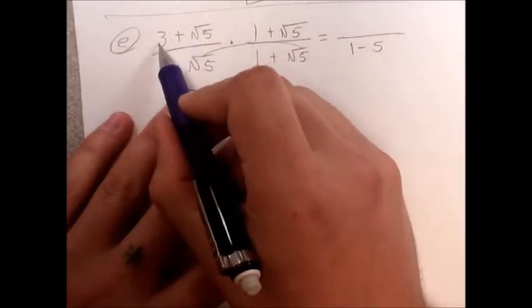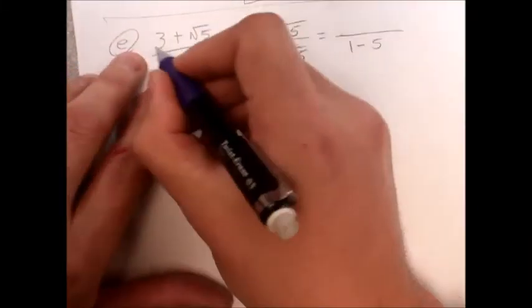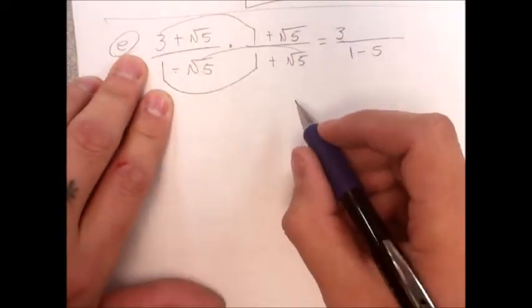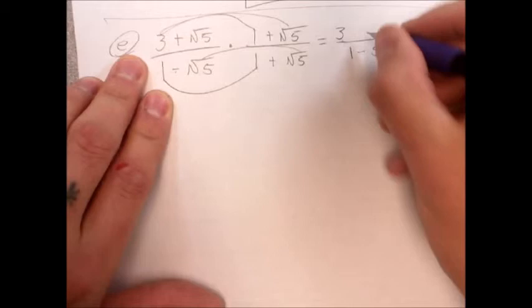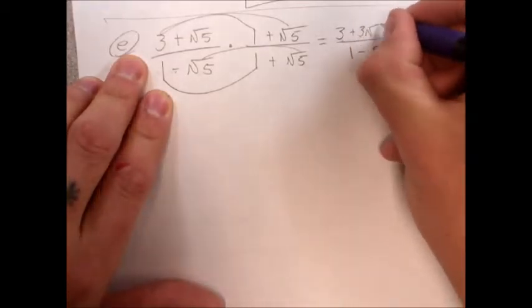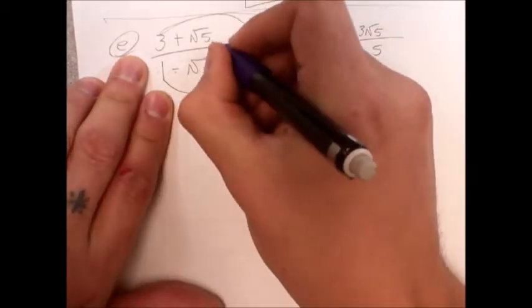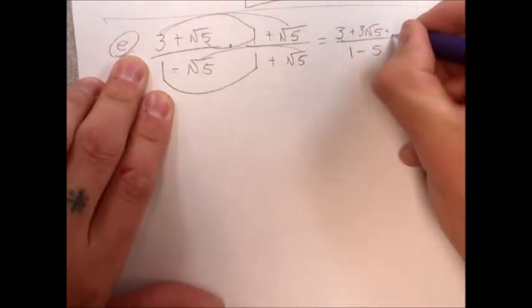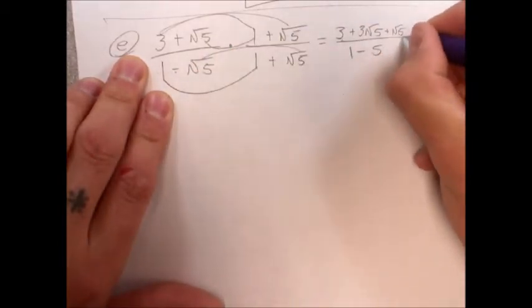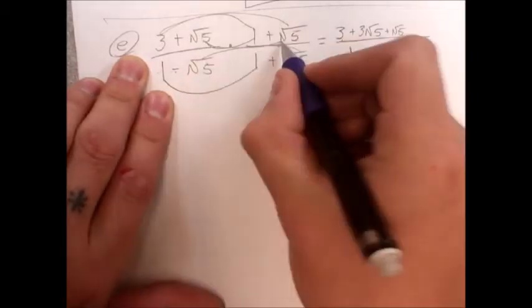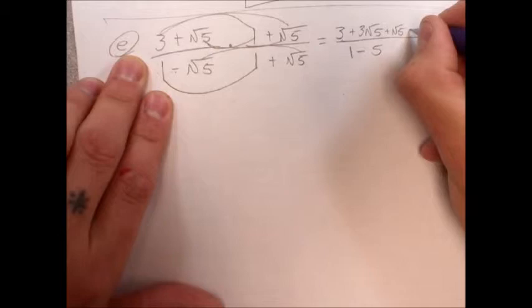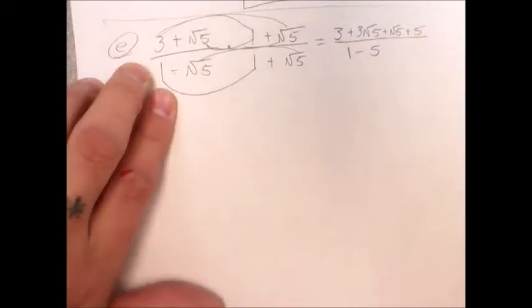Okay, up here I go first times first is the first, so I get 3. Then the outsides, and I get 3 square roots of 5. Insides, I get 1 square root of 5, so it's just the square root of 5. And then I have the last, so that's the square root of 5 times the square root of 5, which is 5. Positive.